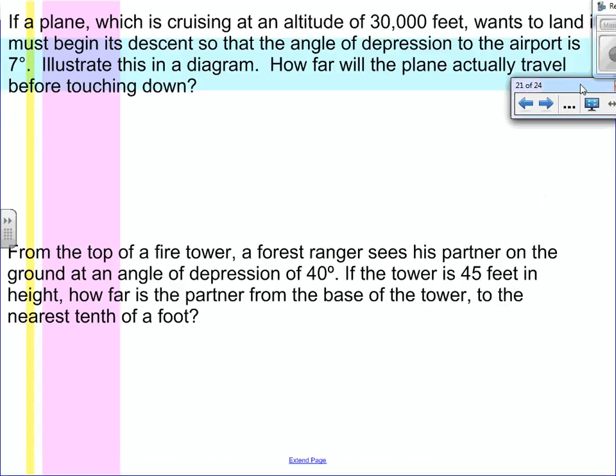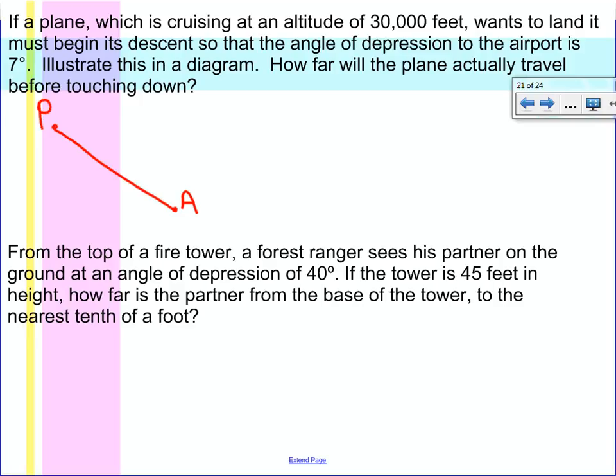So what we're going to do is draw some sort of diagram that would show this. We have a plane up in the air. We have an airport down on the ground. That plane needs to land on that airport. So we draw it such as that.